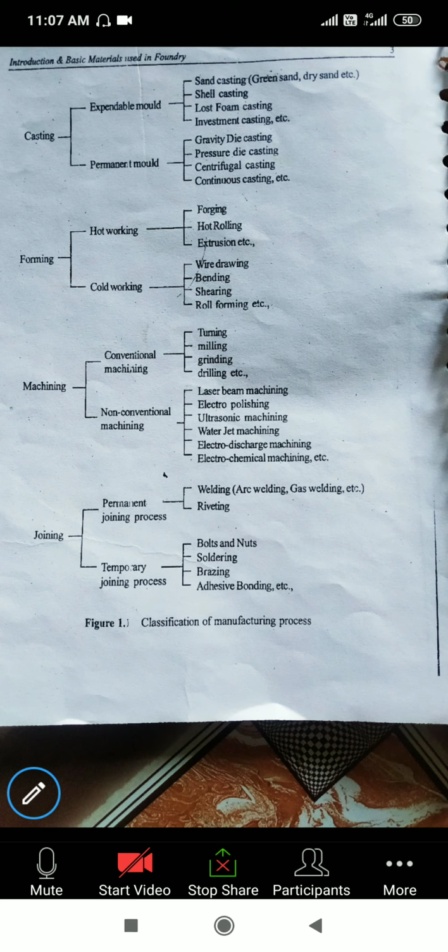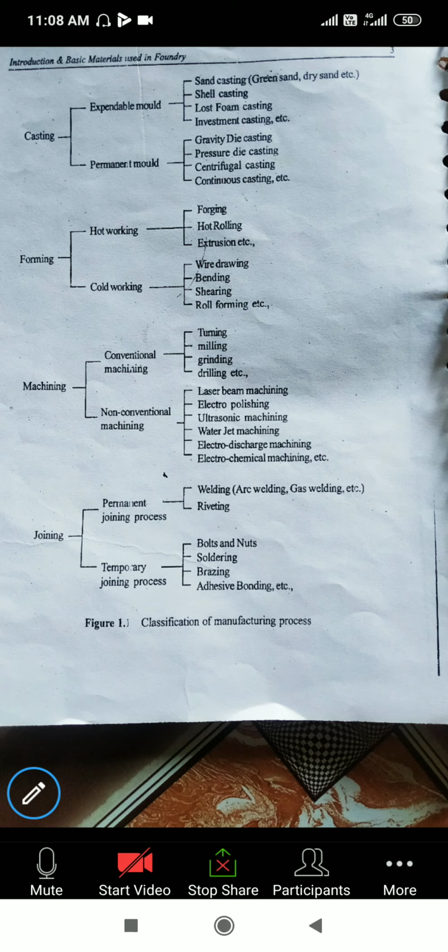That is why it is called an expandable mold, and the restricted area where the metal dies are used is called a permanent mold. Now these were the examples: gravity die casting, pressure die casting, centrifugal casting. These are examples of casting processes where a metal mold or metal die is used for the casting process.